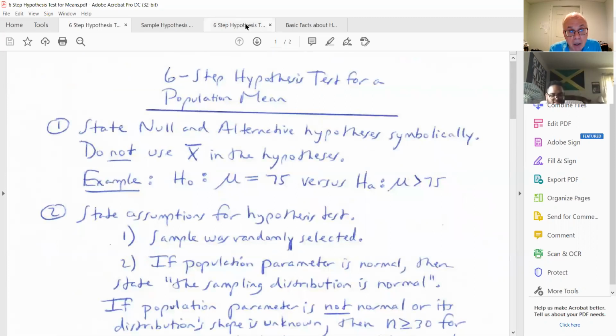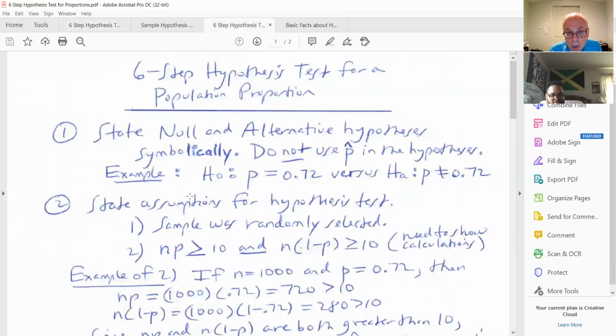We go back to the hypothesis test for proportion. Notice that step 2, the second part of it, is different. It says for the proportion, we multiply n times p and also n times 1 minus p, n meaning the sample size and p being the hypothesized proportion. We multiply those two numbers, and if it's at least 10 for both of these calculations, then we say that the sampling distribution of sample proportions, in this case, is normal.